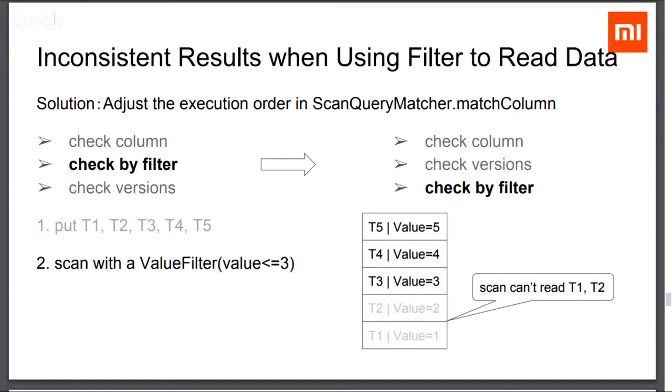Because T5, T4, and T3 will pass the version check, and T2 and T1 will be skipped by the version check, they can't be passed to the filter check, and they can't be added to the result. So we will get a consistent result after this fix.